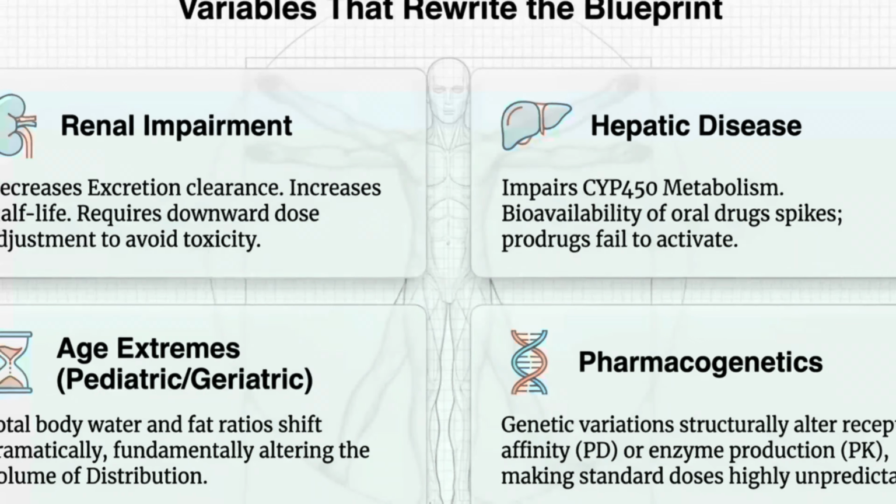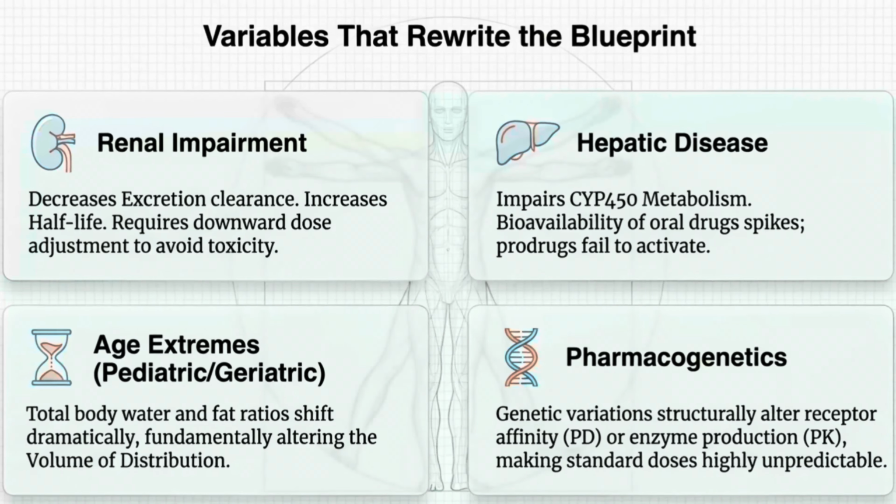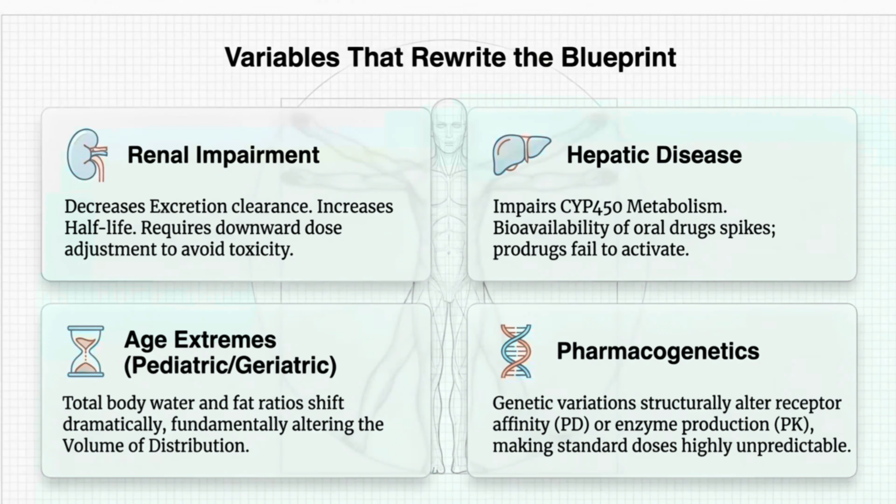Everything we have talked about today, from the ADME pipeline to the dose-response curve, is the standard biological blueprint for a healthy adult. But in the clinic, you are rarely treating healthy adults. There are massive variables that will completely rewrite this blueprint, and if you don't adjust for them, your standard dose becomes highly unpredictable. If a patient has hepatic disease, the liver's chop shop shuts down.